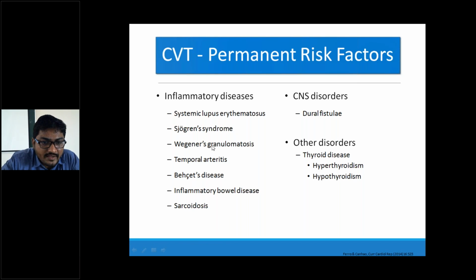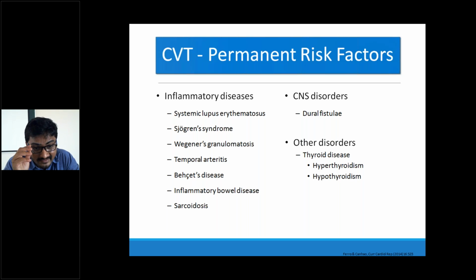Inflammatory diseases like SLE, Sjogren syndrome, Wegener's granulomatosis. Remember, Wegener's granulomatosis is the name that we are able to pronounce, or it is the previous name. Now Wegener's granulomatosis is called granulomatosis with polyangiitis. So remember G for G. Strawberry gingivitis is seen in Wegener's granulomatosis. Strawberry tongue is seen in Kawasaki disease, right?